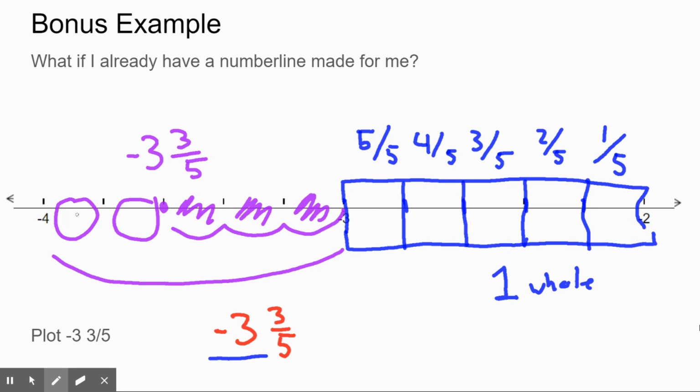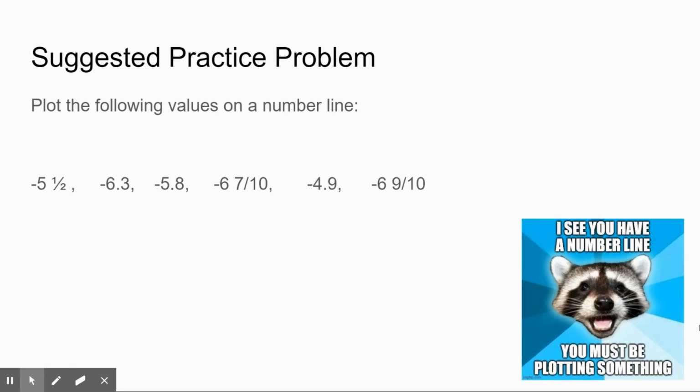This is going to look different depending on what your scale is. Sometimes this is going to be out of fourths, sometimes it's going to be out of thirds, sometimes it's just out of halves. Depends on what the problem is, but hopefully this helps you kind of figure out what you need to do. So why don't you try this now?